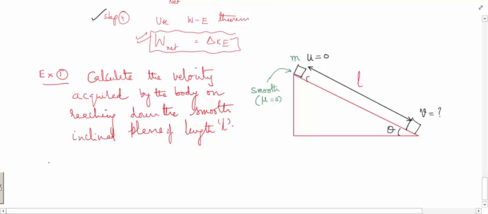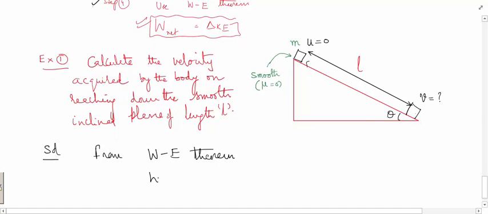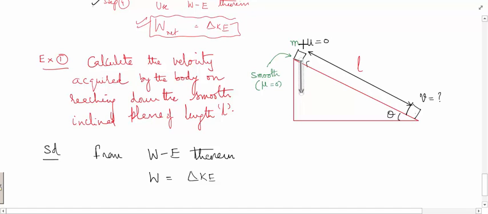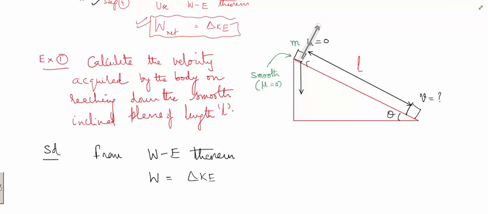How to solve it? From work energy theorem, we know that work done by all forces, W, is equal to delta KE. How many forces are acting here? You can just see very clearly. Weight of the body always acts down. Normal force always acts normal to the surface. And of course there is no friction. It is a smooth inclined plane.